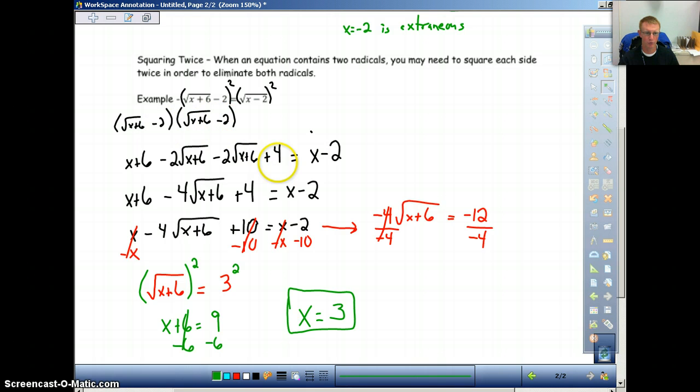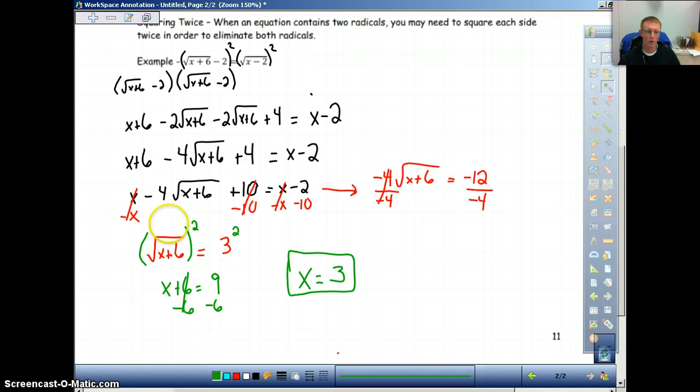We combine these middle terms right here to be negative 4 root x plus 6. We combine the 6 and the 4 to get 10. And then we proceeded to move everything to the right side of the equation, so we were only left with our root x plus 6 again. And then we had to square again for the second time to solve. So once we got to this point, it shouldn't have been that difficult. The difficult part was FOILing this part right here.